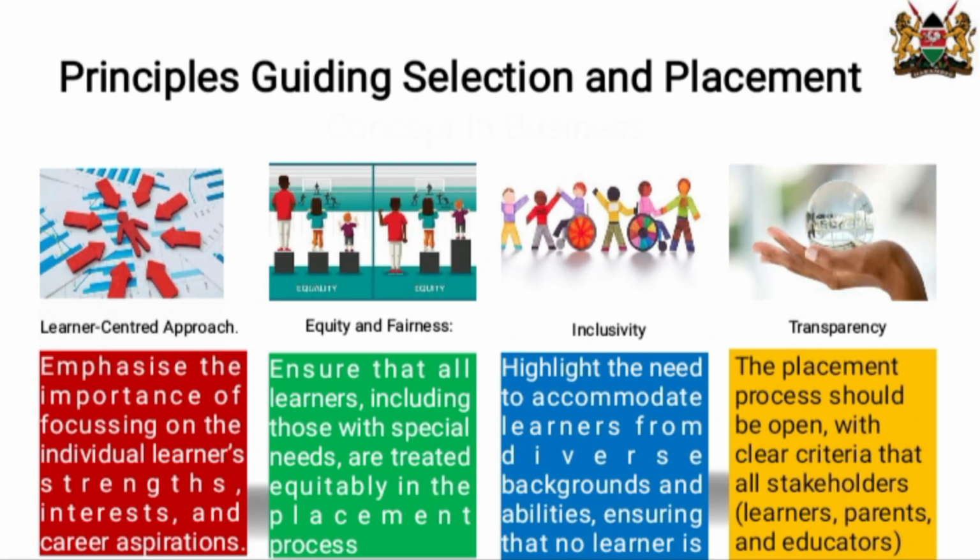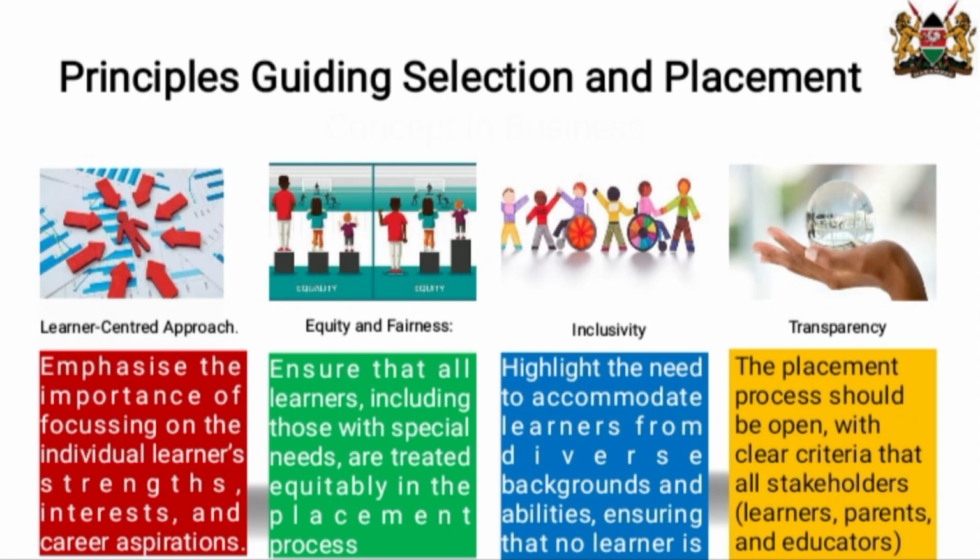Then we have transparency. This one focuses on the placement process being open, with clear criteria that all stakeholders, that is learners, parents, and educators, understand. So those are the four principles that will be guiding selection and placement of these learners who are in grade 9 now, when they will be transiting to grade 10 next year.